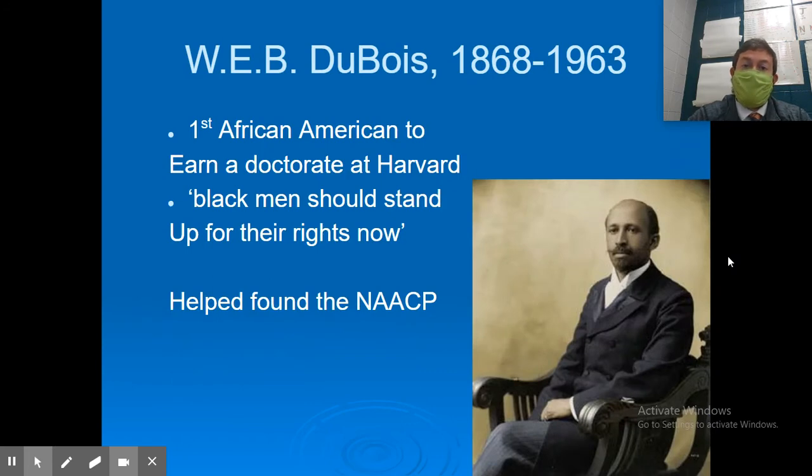Then you have W.E.B. Du Bois, who was born in 1868, lived until 1963. He was the first African American to earn a doctorate from Harvard. And his philosophy was black men should stand up for their rights now. He helped found the NAACP.